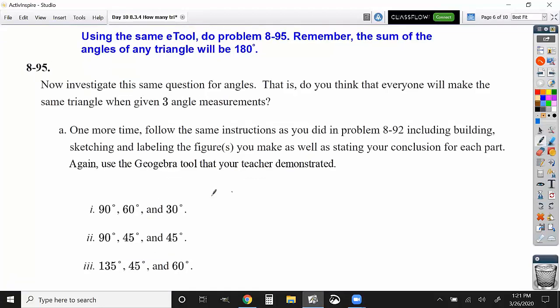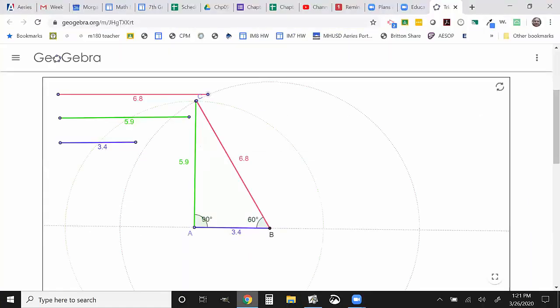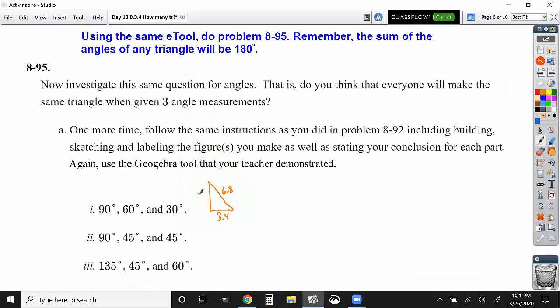So on our paper here, I would put down 90, 60, 30. They ask you to make a sketch of it. So we had a picture that looked like this. And my sides were 6.8 and 3.4. And I don't remember the other side. It was 5.9. And this was my 90 and my 60 degree angle. And you had something different. So when it asks you this, again, sketching and labeling the figures as you make, as well as stating your conclusion for each part. So this angle, angle, angle is not the same triangle. You had a different one from me probably.